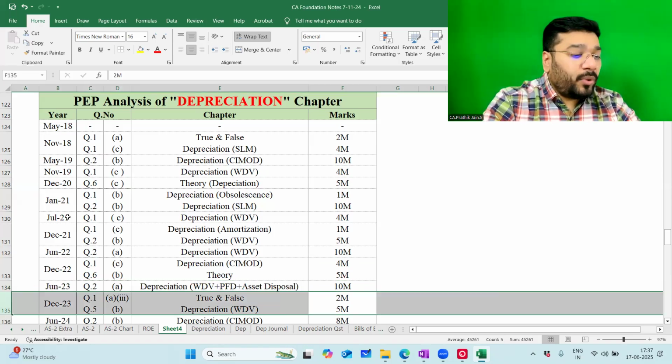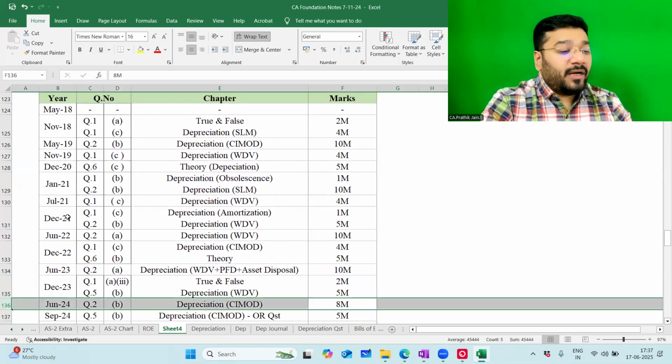December 23 attempt, question 1A3, true and false for 2 marks. Depreciation WDV method, 5 marks. That is question 5B. June 24 attempt, question 2B, depreciation, change in method of depreciation for 8 marks.